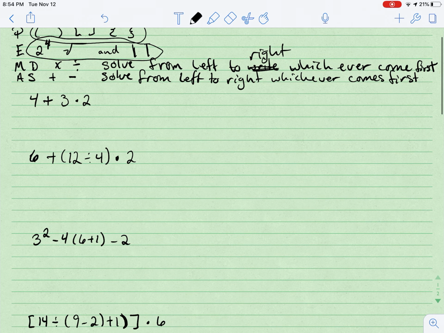So 4 plus 3 times 2. 3 times 2 is first, so this would be 6 plus 4, which equals 10. We multiplied the 3 times 2 first.